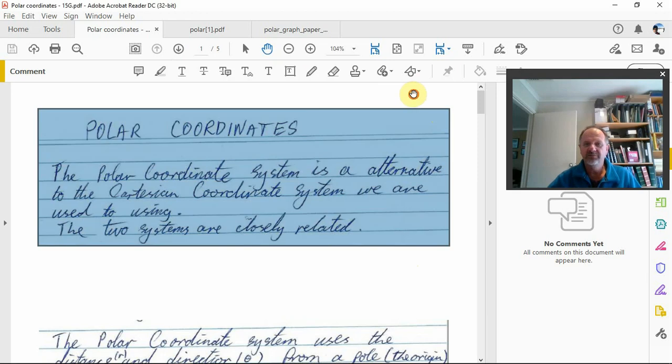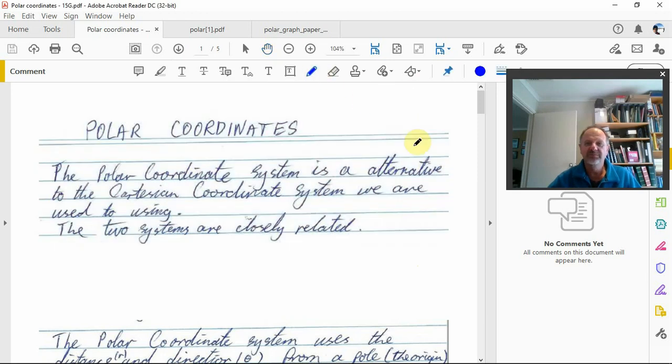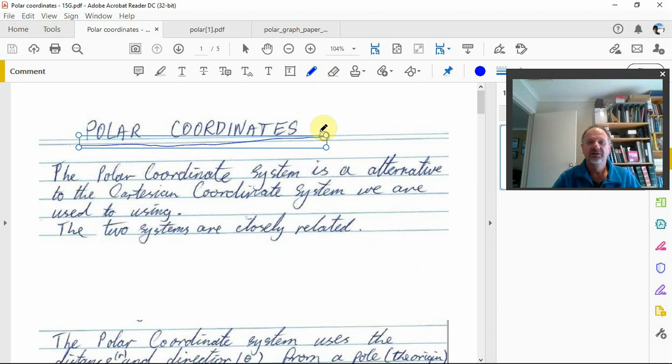All right, today we are looking at another coordinate system. It's called the polar coordinate system, and it's an alternative to the Cartesian coordinate system we're used to using. But the two are closely related, and I'll show you how they're related in a minute.